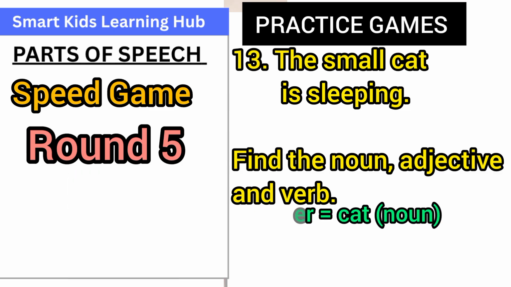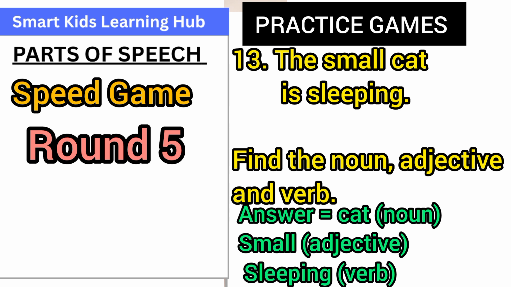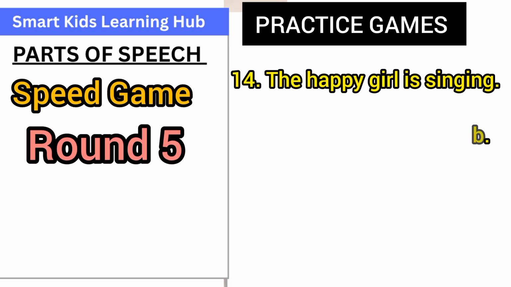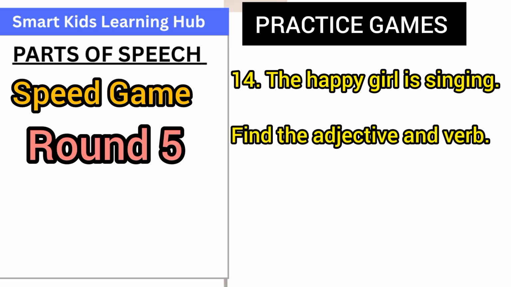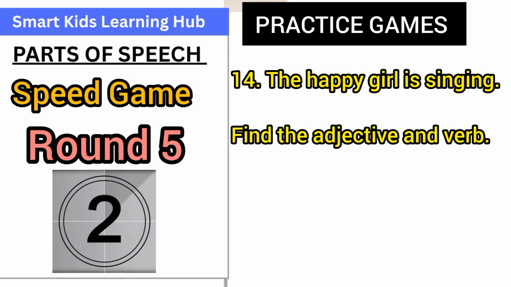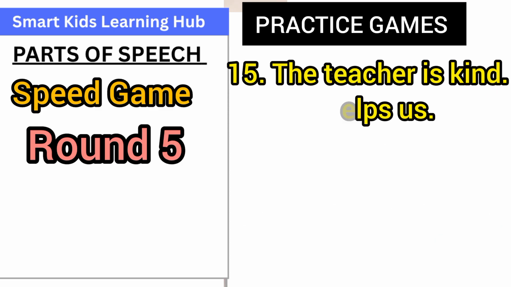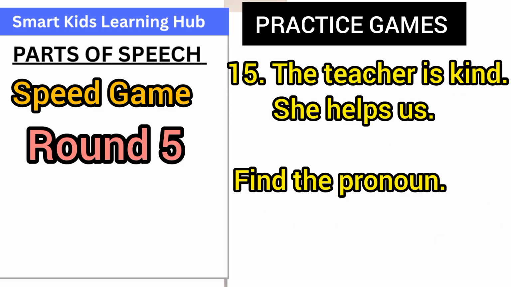Question 14. The happy girl is singing. Find the adjective and verb. Happy, adjective. Singing, verb. Question 15. The teacher is kind. She helps us. Find the pronoun. She is the correct answer. Well done, you did excellently.